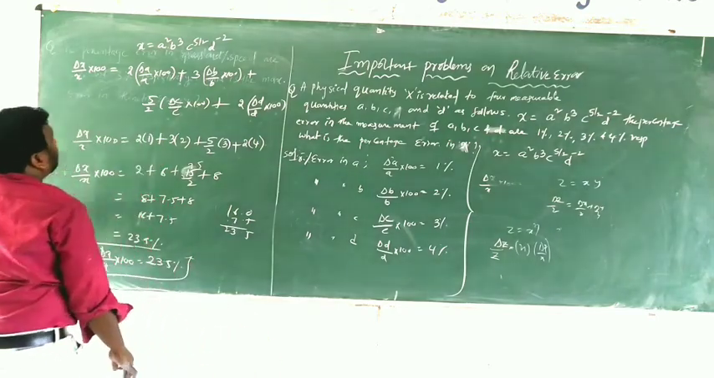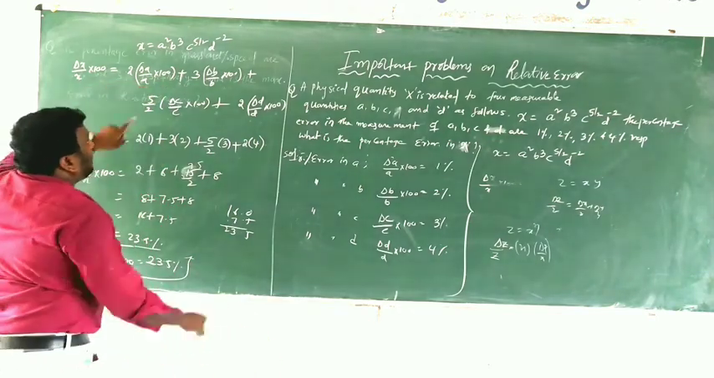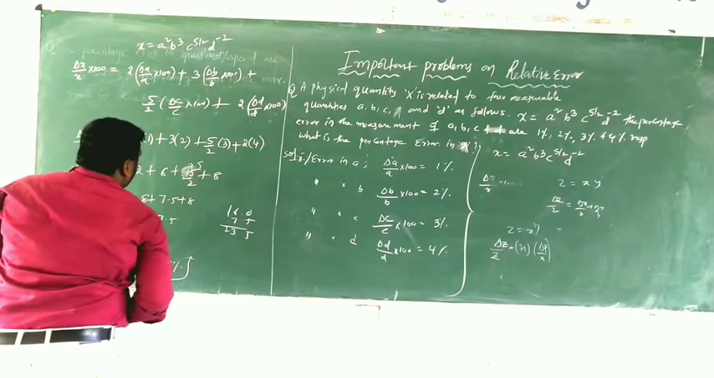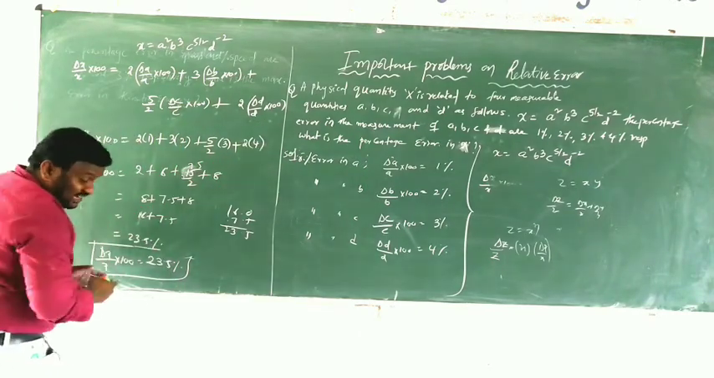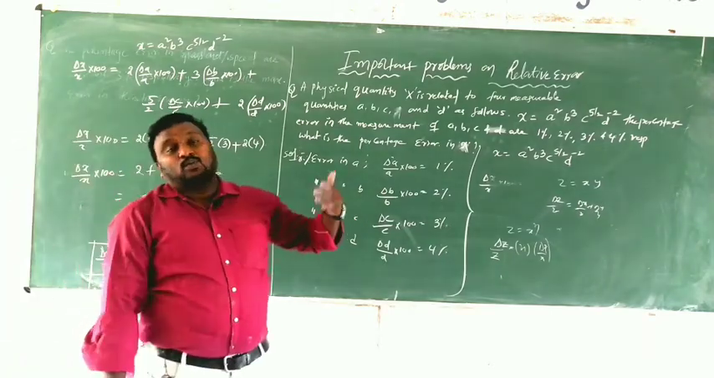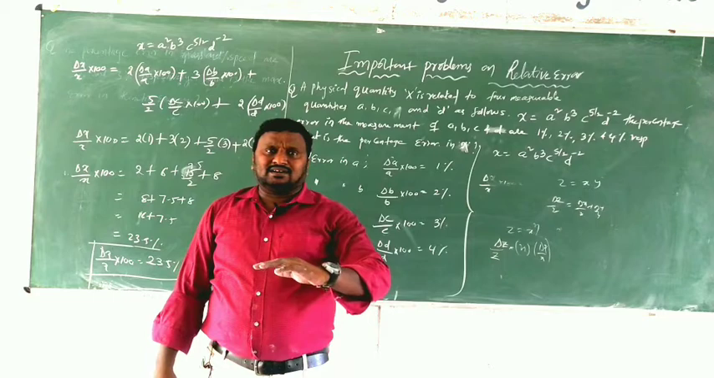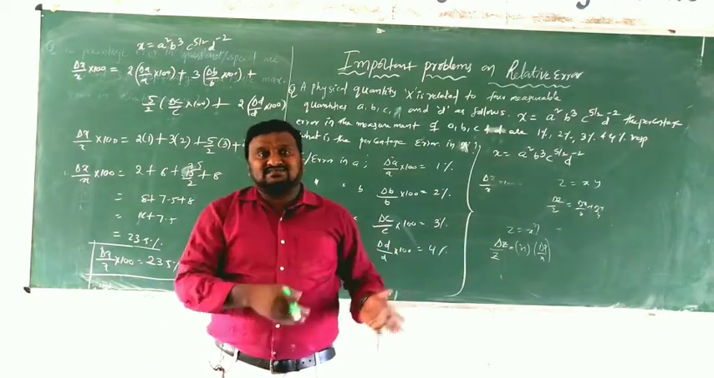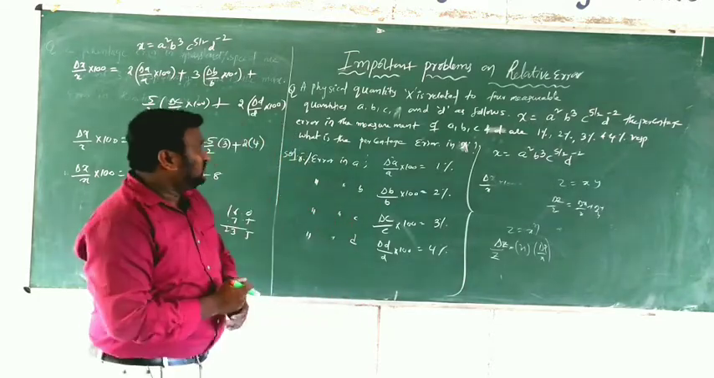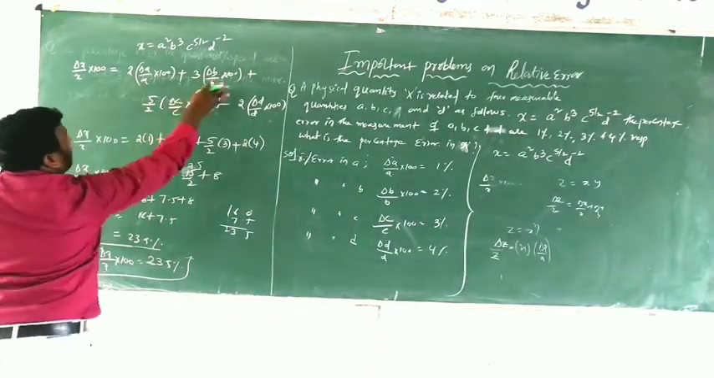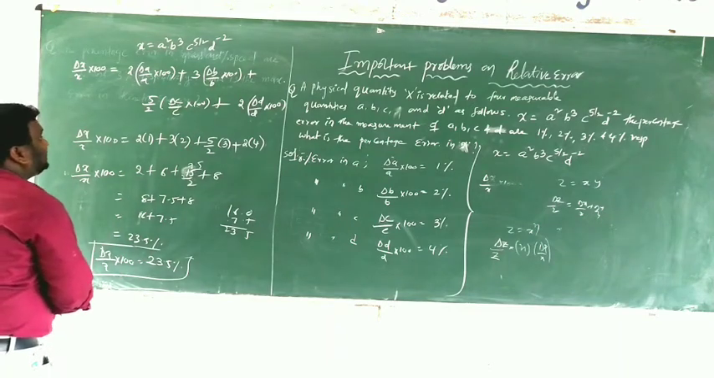Already the values are there. Delta a by a into 100 is 1, this value is 2, this value is 3 and this value is 4. In any problem there is no sequence. For example, in this problem we have 1, 2, 3, 4, but the values may be different, not necessarily in series. Then I am substituting these values and simplifying.